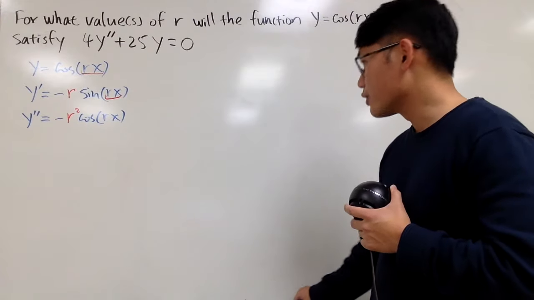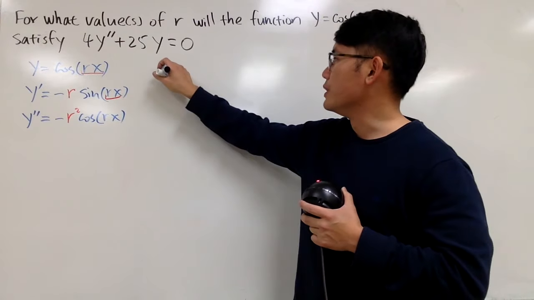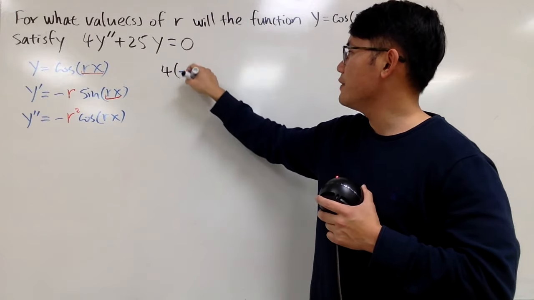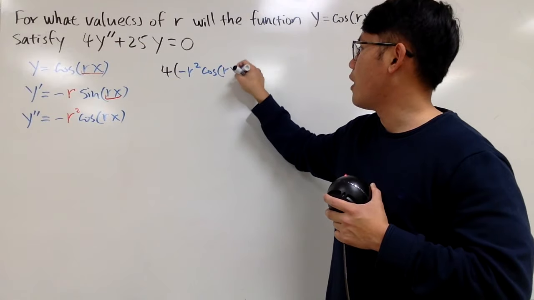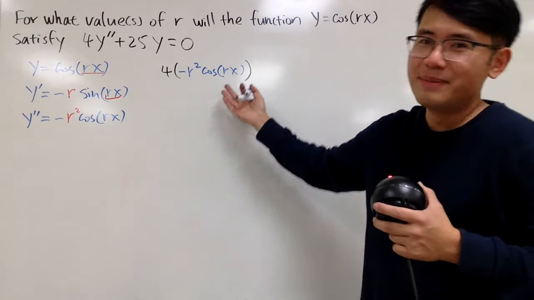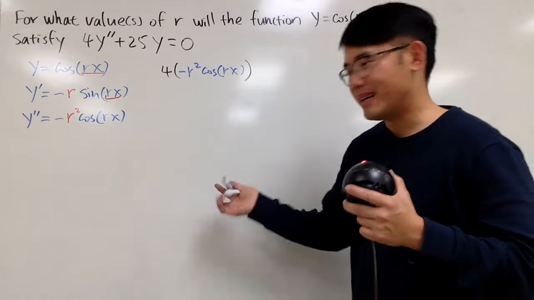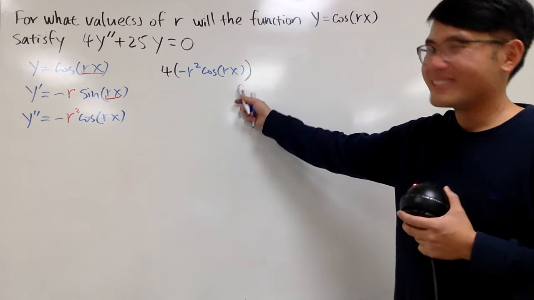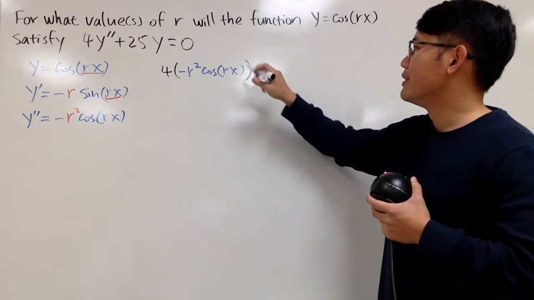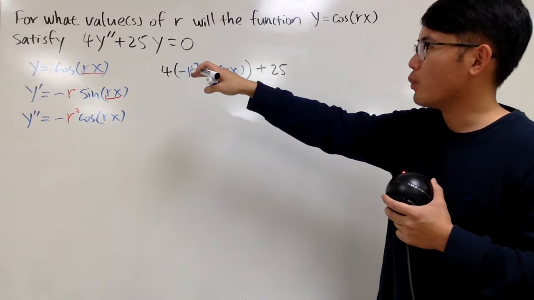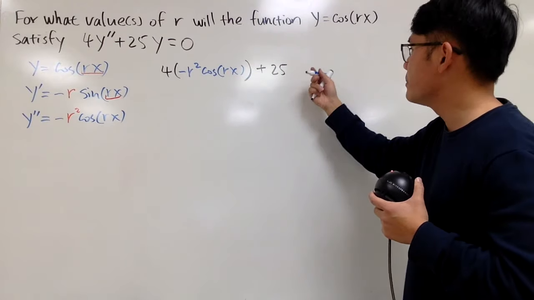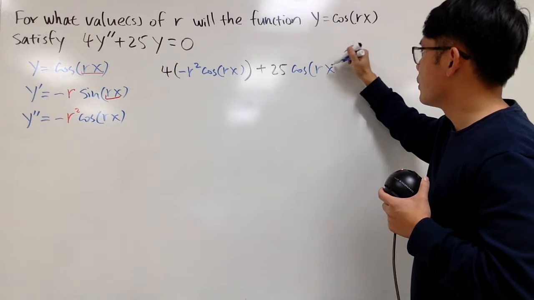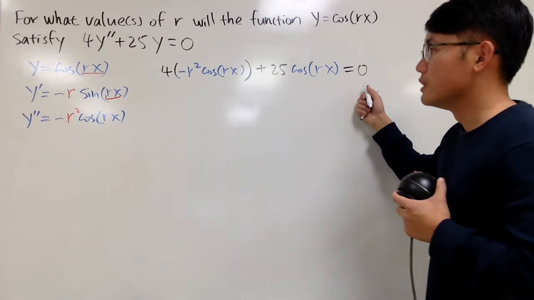So we are just going to be plugging this into the differential equation. We see 4 times y double prime, which is negative r squared times cosine of rx. That's y double prime. We add this with 25 times y, which is the original, namely cosine of rx, and this is equal to 0.